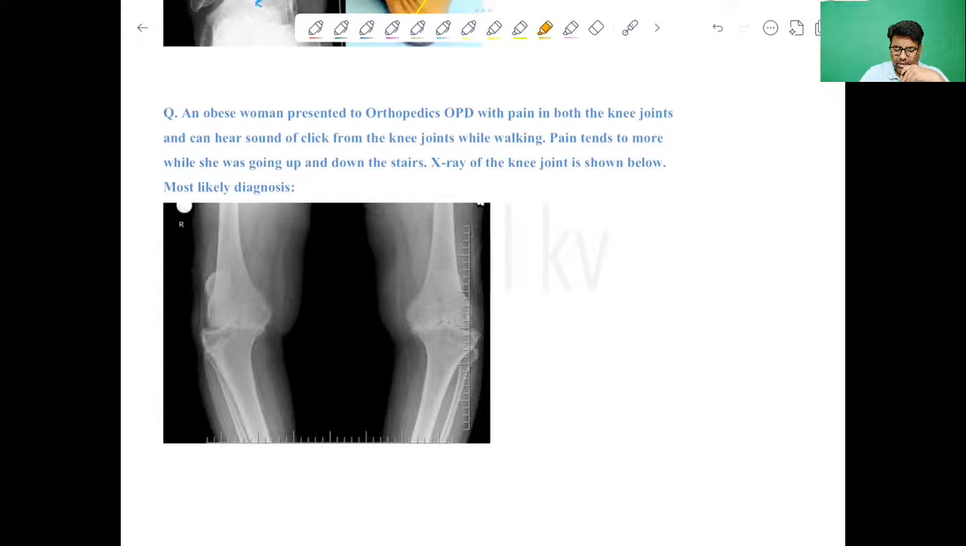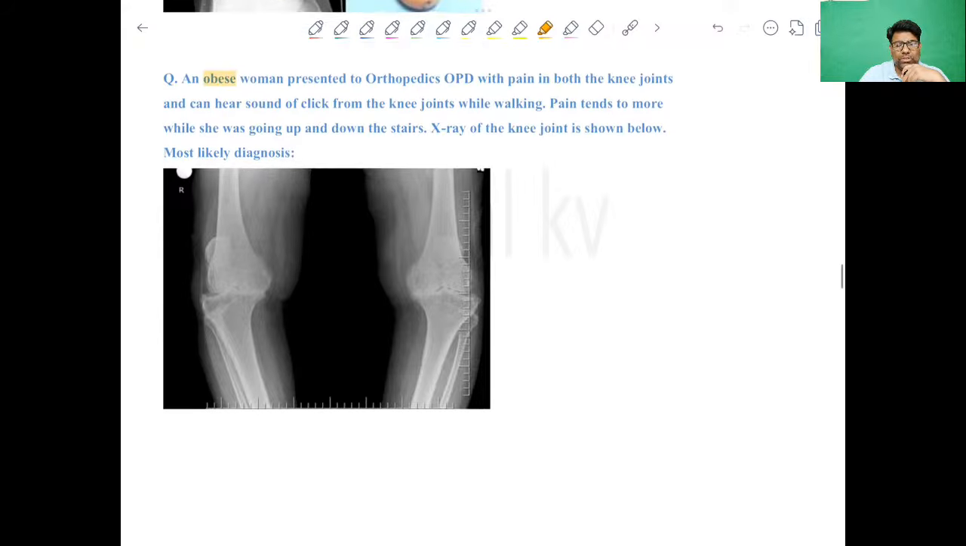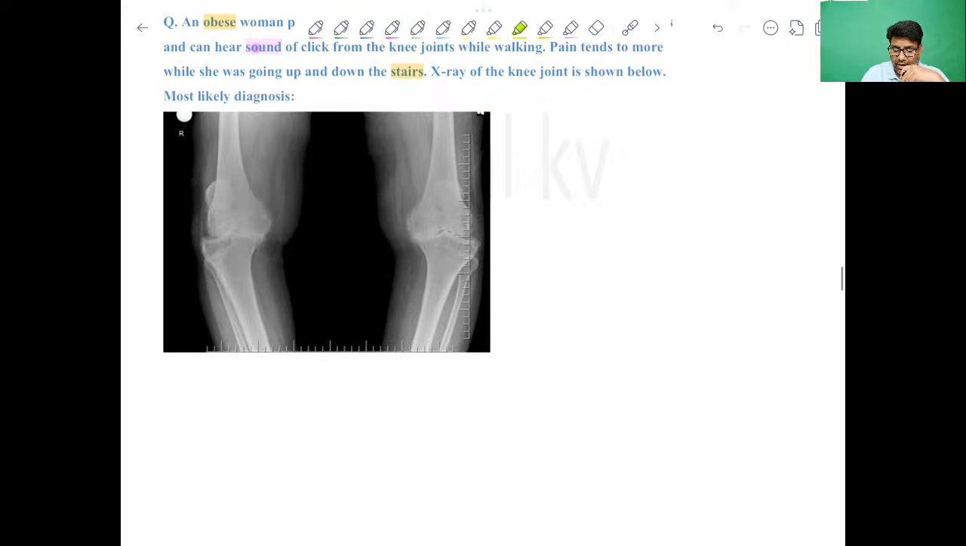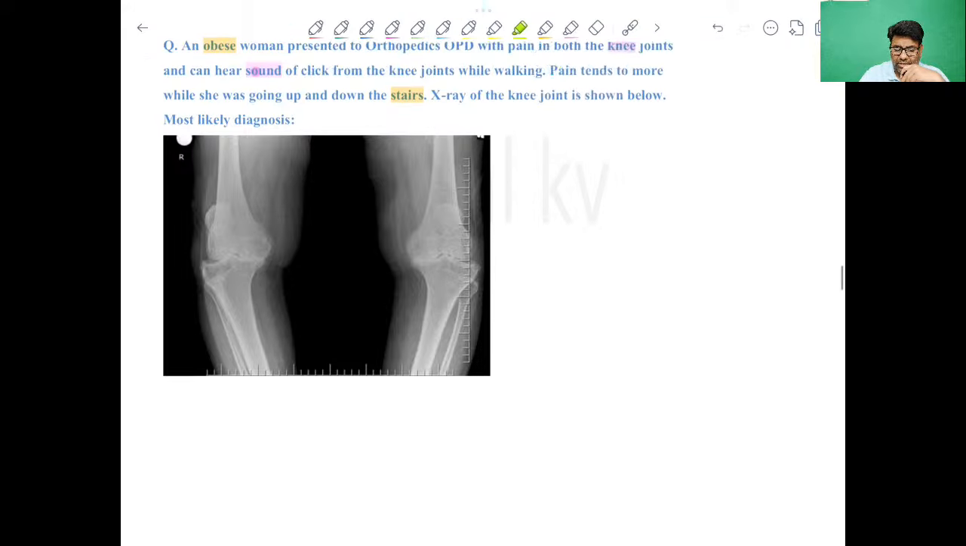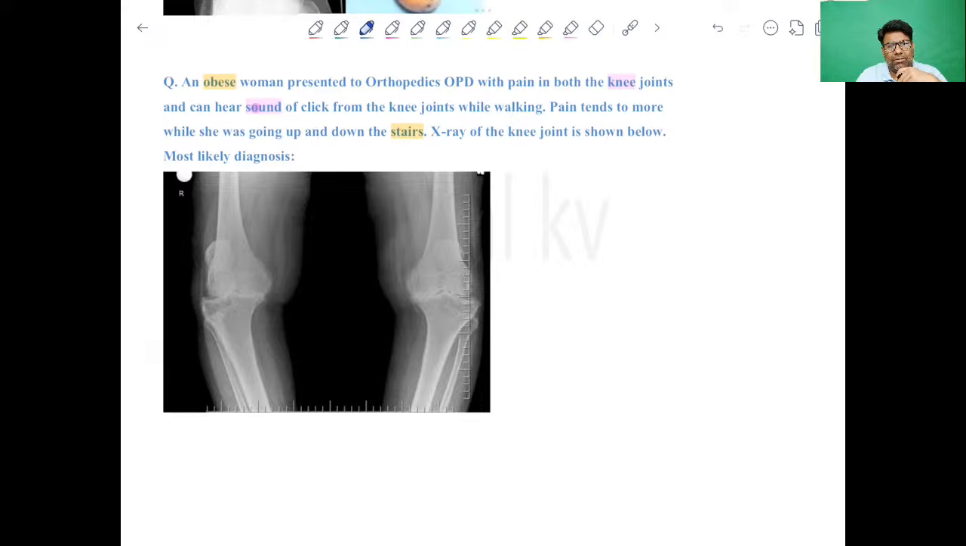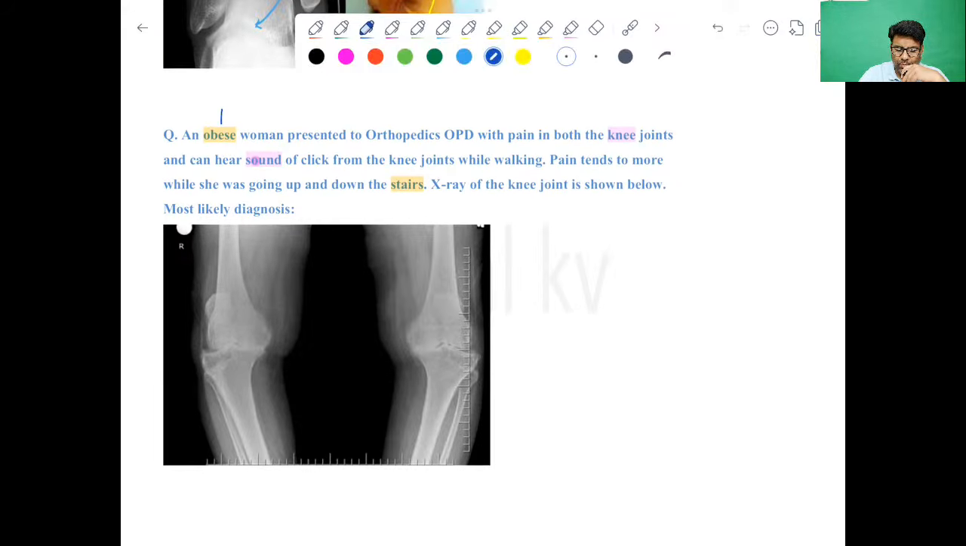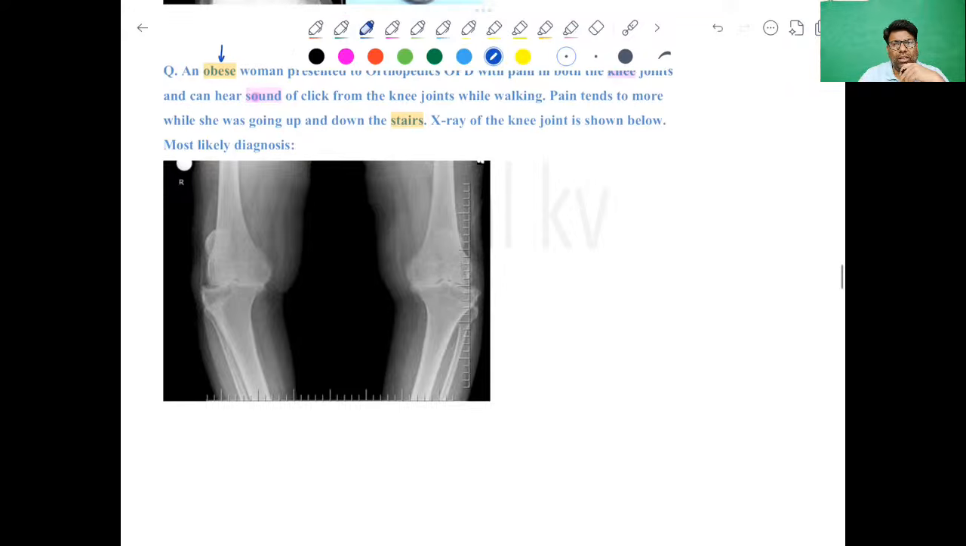Then next question, an obese woman has presented with pain in both the knee joints, right? And one can hear sounds or clicks whenever she is walking, and whenever she is going up and down the stairs she has more pain, and an X-ray is given. Now what can be the diagnosis? Now this is a classical case which we see in clinical practice, especially in obese elderly women presenting with pain in both the knee joints.